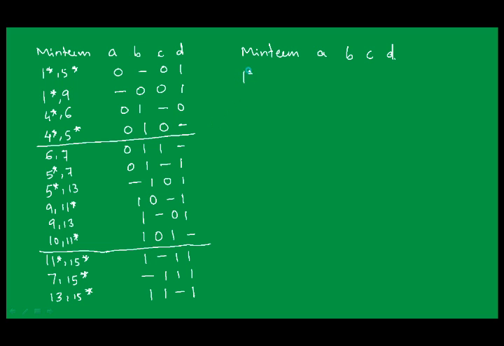The first min term is 1 star 5 star, 9 13, right. Check the position of dashes, whether the dash positions are at the same place or not. Then the input variables are dash 0 1. Next, 4 star 5 star, 6 7.